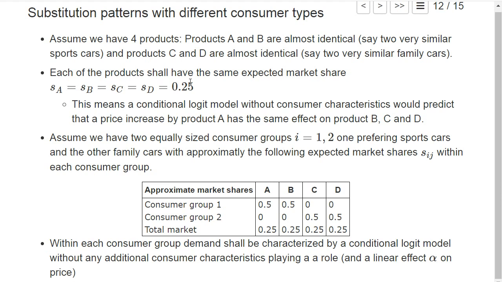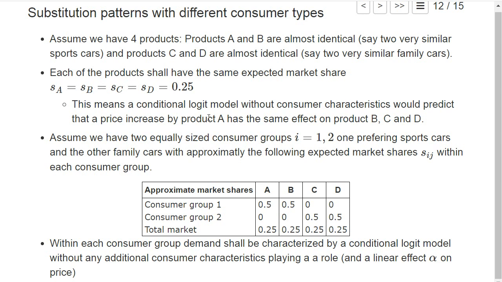Now this would mean that a conditional logit model without consumer characteristics would predict that the price increase by product A, so one of the sport cars, has the same effect on the demand for product B, C, and D, because all of them have the same market share. That's what we have discussed above. But of course that's not so realistic, because A is a sports car. We would assume that it has a higher impact on the other sport car B than on the family cars C and D.